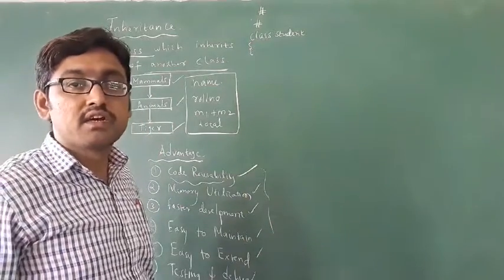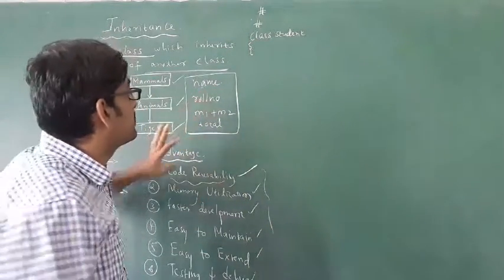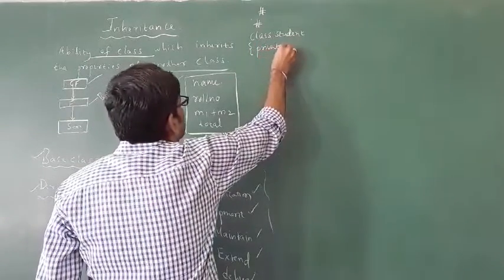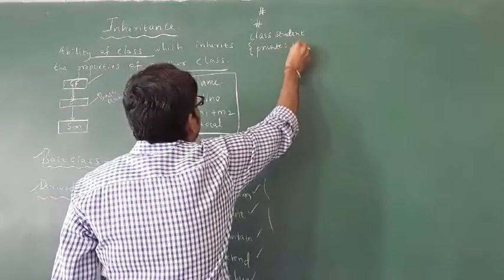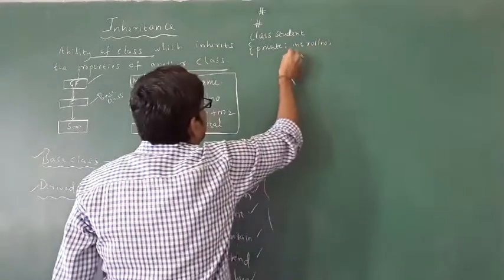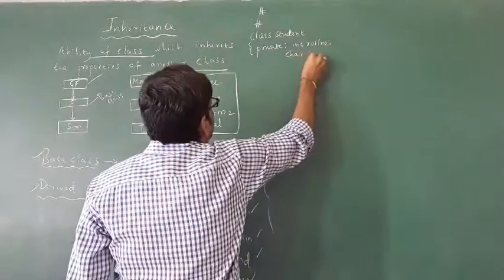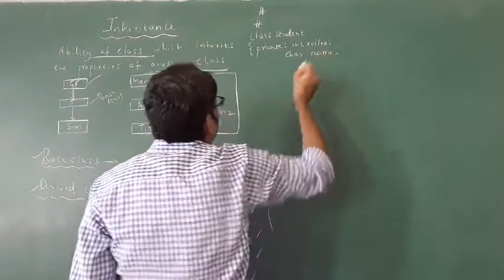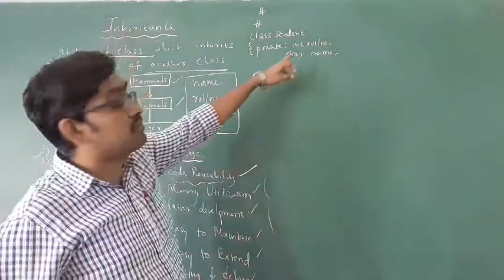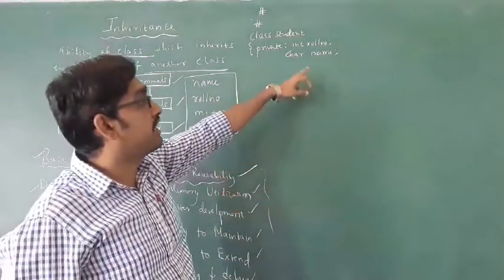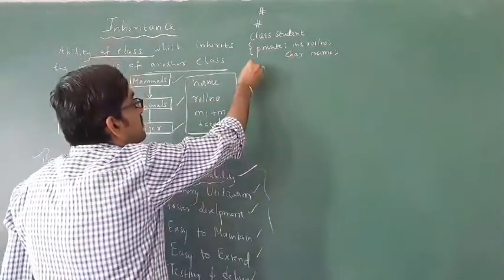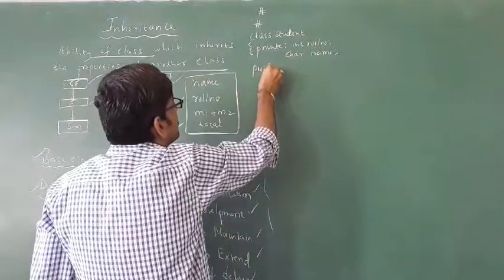I am writing the data members. I am taking private. In private I am taking data members, that is int roll number, then char name. Always roll number is an integer, then name is a char data type. Then here I am taking the public section.